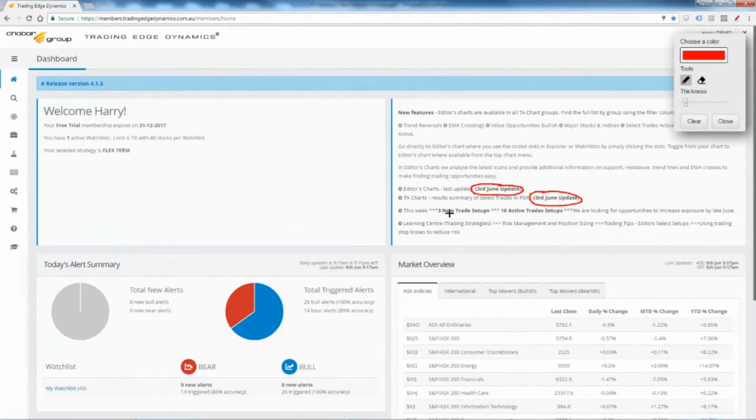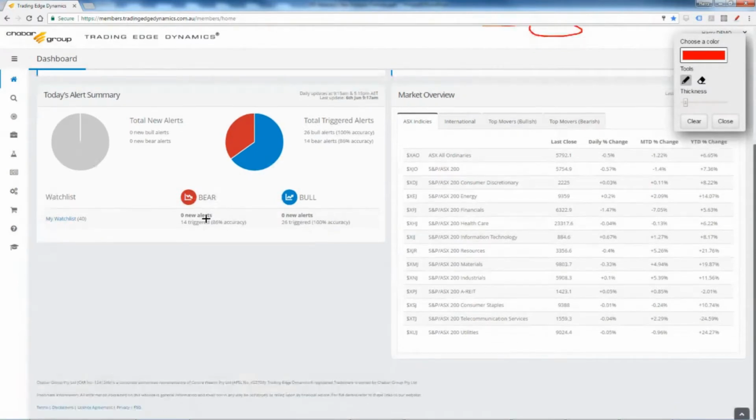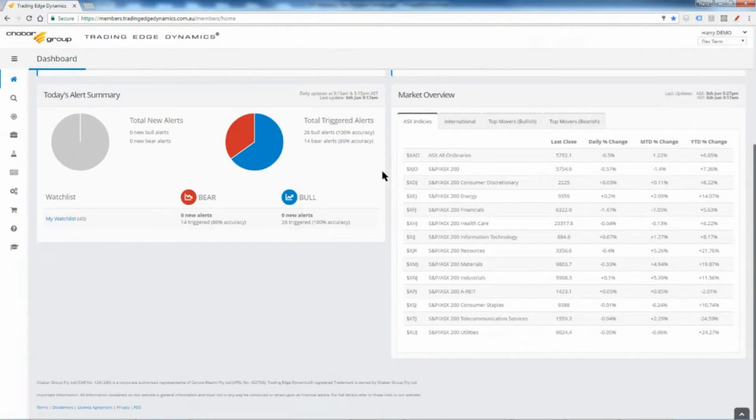Any new announcements are in this sector. And as we go to the bottom part, we can see a watch list. At the moment, we only have one watch list in demonstration, but we can have up to 10 watch lists. Then we can see the 14 stocks that are triggered in a bearish mode, and the ones that are triggered in the bullish mode. Let me just clear that so we can then close that. So we can then see that we have some stocks in there in each category.